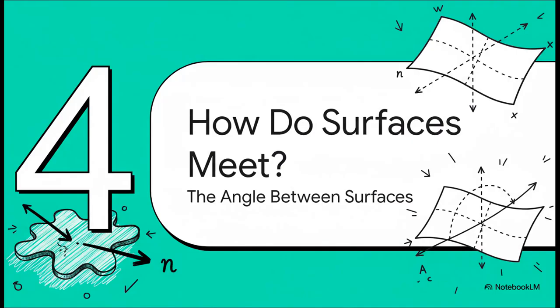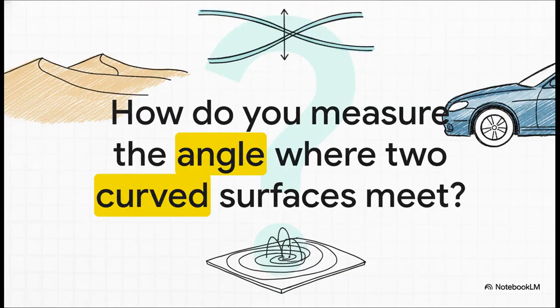So we've got two fantastic tools in our kit now. The normal vector, which tells us which way is out, and the directional derivative, which tells us the steepness across. Now, let's combine them to solve a really interesting and kind of tricky problem. Think about where two different surfaces meet, like two sand dunes blending together, or the way a car's fender curves into its hood. How in the world do we define the angle of that intersection?